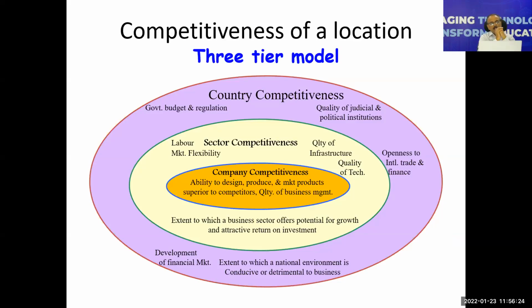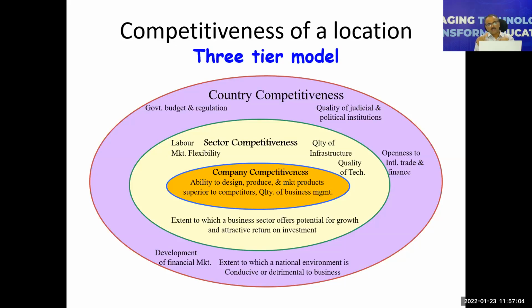So whenever we are looking at the competitiveness of any location, there exists a three-tier kind of model. At the outer level, whenever any multinational company is looking at setting up their operations in any other country, the first level or the first tier that we can say is the country competitiveness in terms of what are the government regulations, what are the government policies, then what kind of quality of judicial and political organizations exist, so that they will not have any problem as far as their operations are concerned.